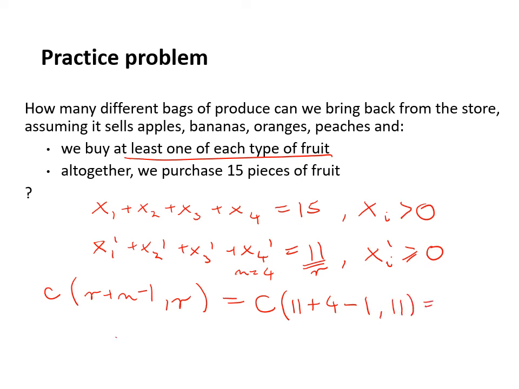and that is equal to C of 11 plus 4 minus 1, comma 11. So this is the solution to this problem. Again, try to calculate the actual number at home. It shouldn't be too hard.